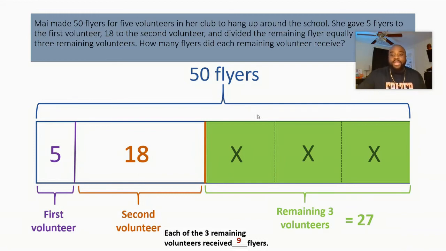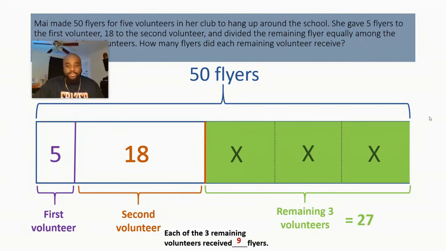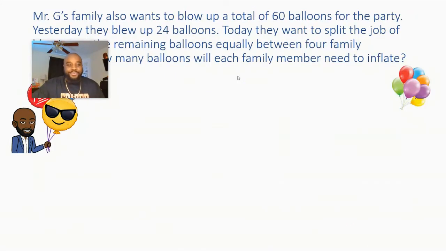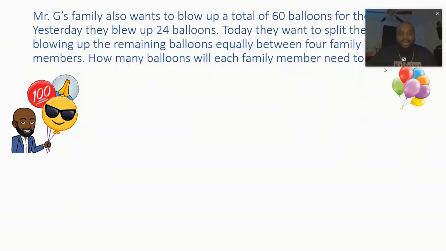All right, welcome back. So here's my answer that I came up with, and I want you to compare yours to mine, okay? So my answer is as follows. 50, which is 50 flyers, equals 5 plus 18 plus 3 times x. Now, if you did it plus x plus x plus x, do not forget to go back and simplify your equations, all right? Very good. So let's look at the next problem where Mr. G's family wanted to blow up some balloons. So remember talking about that one, right?